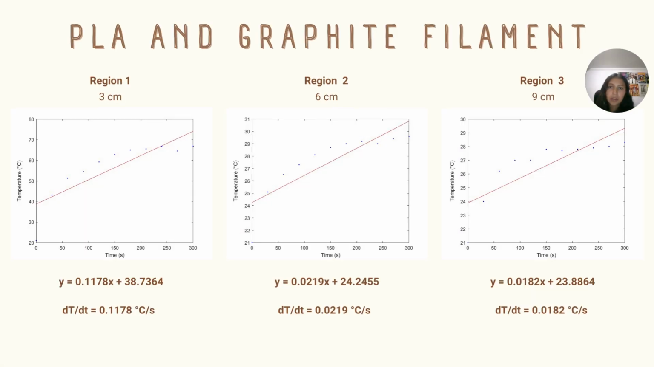First of all, for the PLA and graphite filament, we made three graphs that correspond to the change of the temperature with time for each region. First, the one from 3 centimeters, then 6 centimeters, and finally 9 centimeters away from the heat source. From the measured temperatures, a linear fit was carried out in order to obtain the derivative of temperature in time for each region. As we can see, the slope of the line is positive, meaning the temperature increases in time. However, as we move away from the heat source, the slope of the graph decreases.